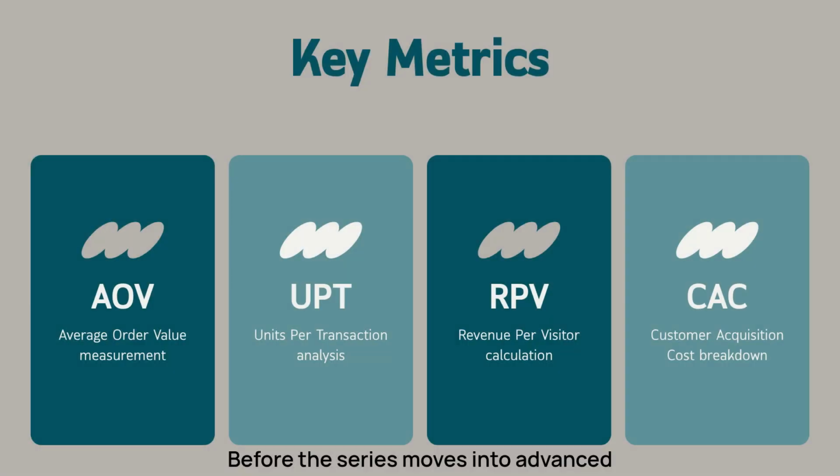Before the series moves into advanced modeling, we need the core vocabulary. You need to know AOV, average order value, units per transaction, UPT, revenue per visitor, RPV, SKU velocity, conversion rate, cart abandonment, GMROI, gross margin return on inventory, inventory turnover, return rate, customer acquisition cost, CAC, customer lifetime value, LTV. These are the vital signs of a retail business. Throughout this series, we will build models tied directly to these metrics.